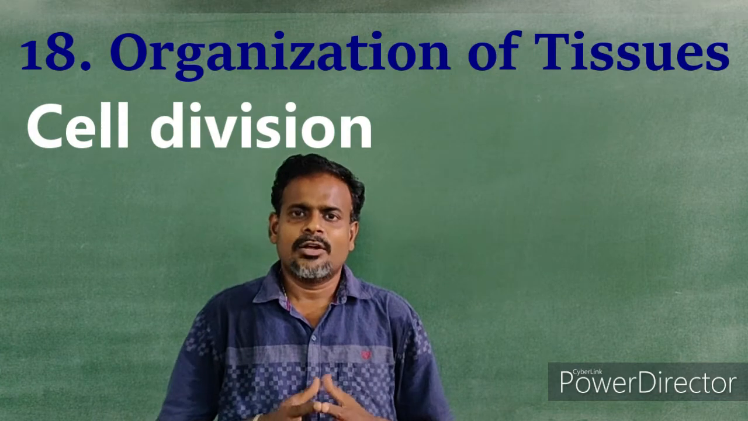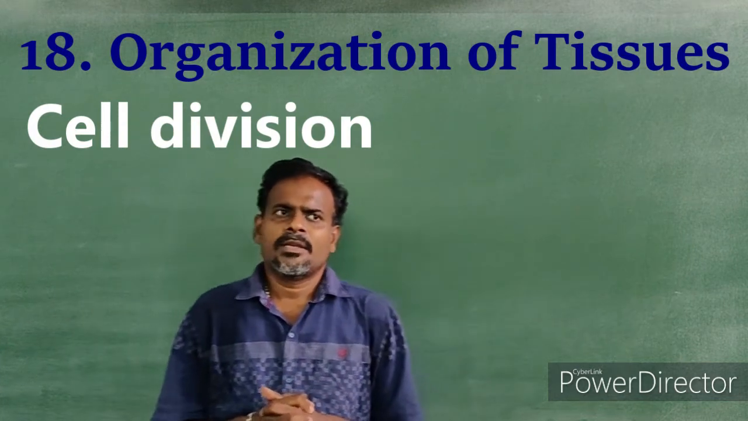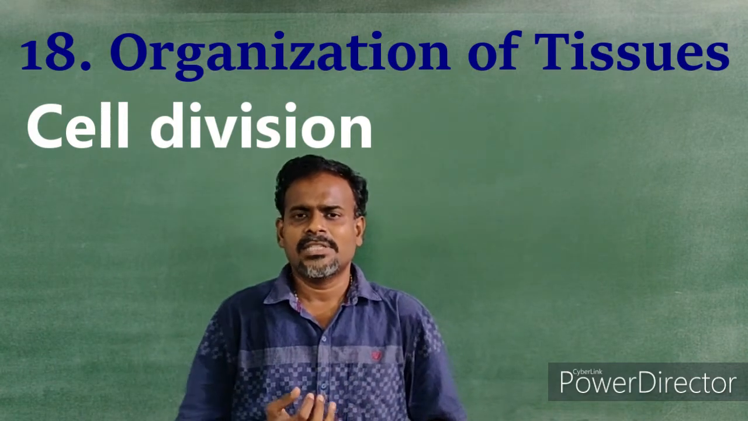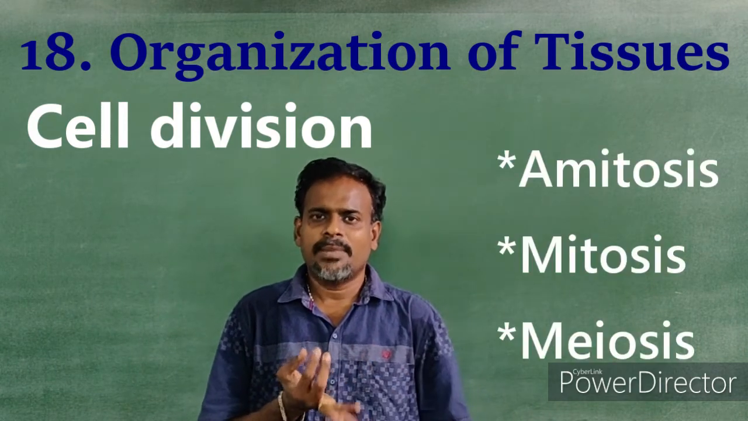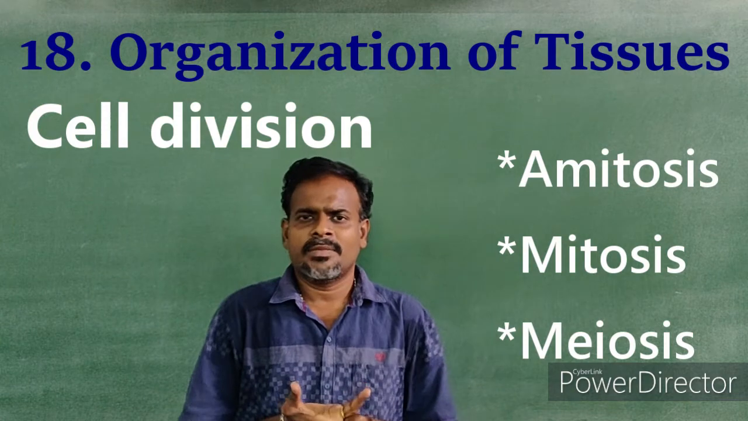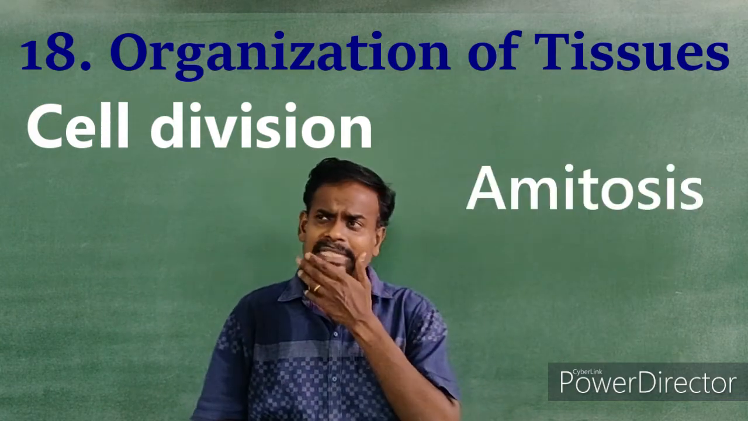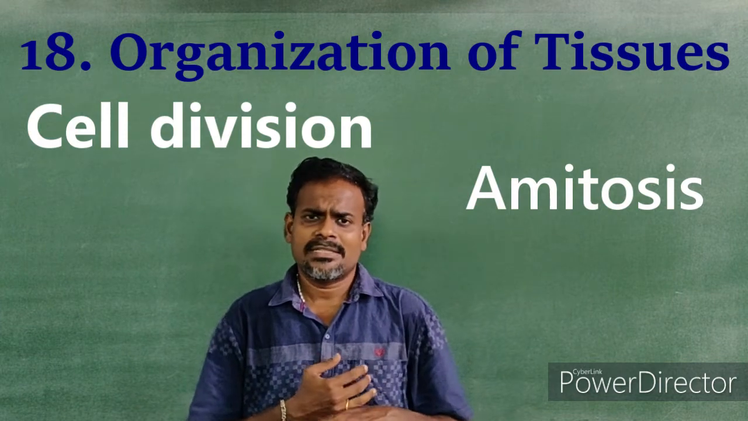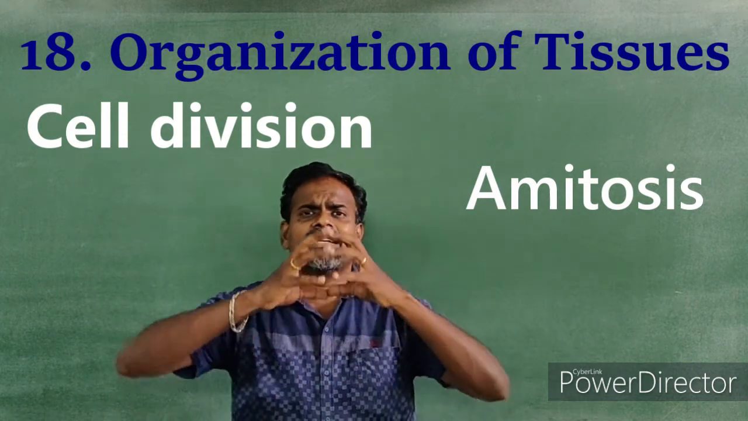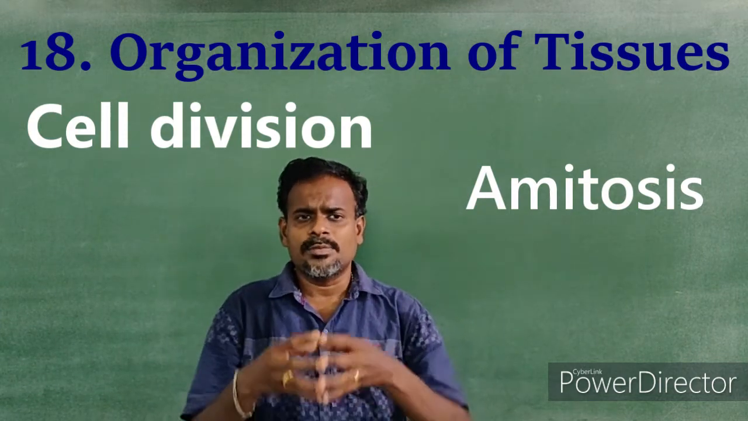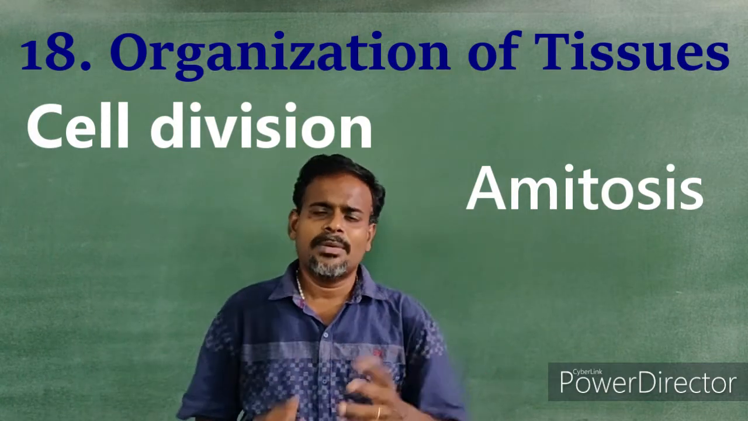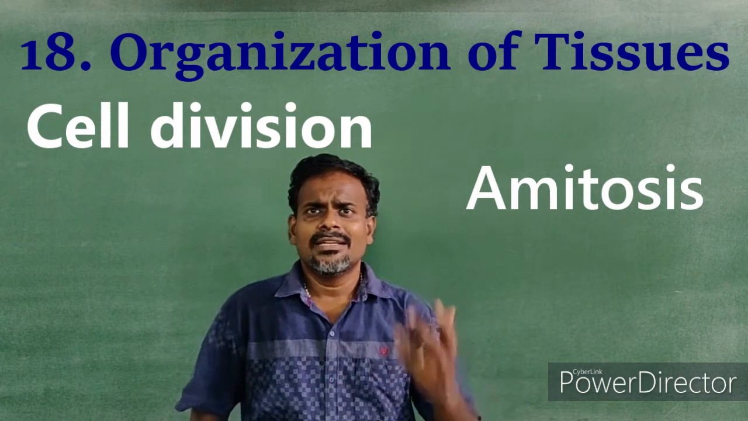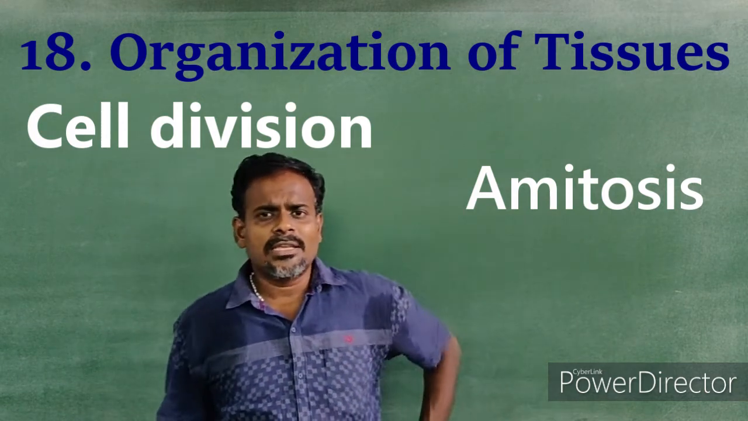The next topic is cell division. We have three types of cell division, which include amitosis, mitosis and meiosis. The division that takes place in unicellular microorganisms is known as amitosis, where the cell divides into two without the involvement of chromosomes. For example, binary fission is an amitotic cell division, found in most unicellular microorganisms.